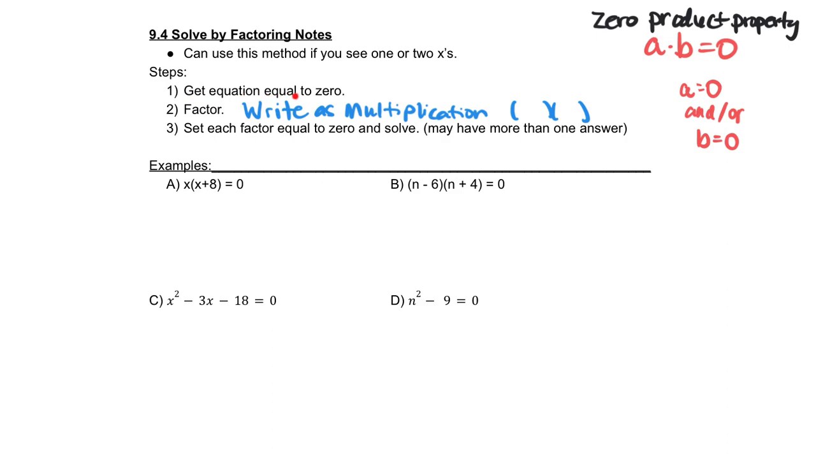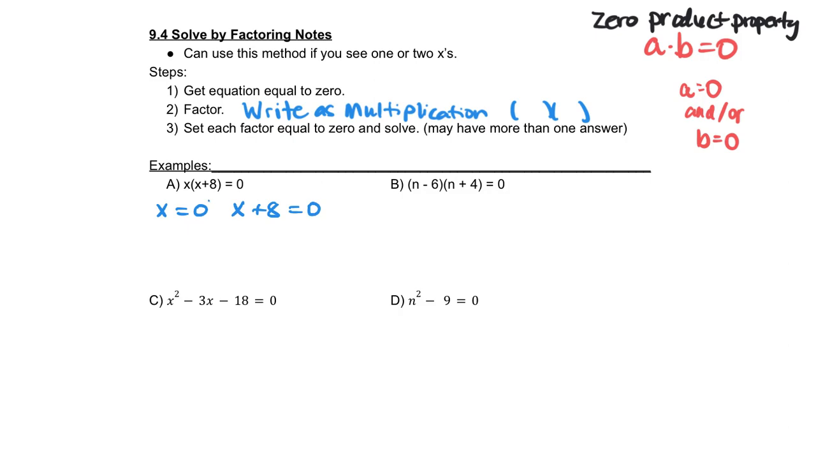So our first step, get an equation set equal to 0. We do that. Factor, this is already written as multiplication, so we don't have to factor. And now we set each factor equal to 0 and solve. So I'm going to take x, that's my first factor, and set it equal to 0. And I'm going to take x plus 8 and set that equal to 0.